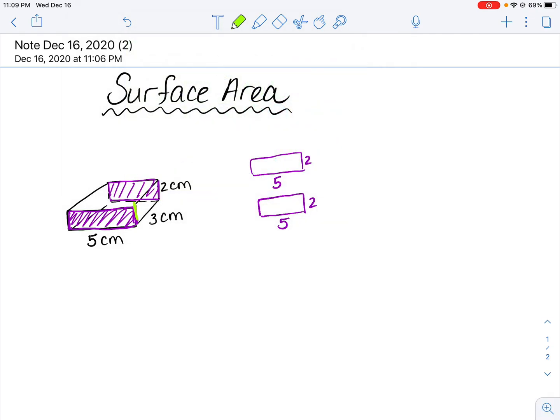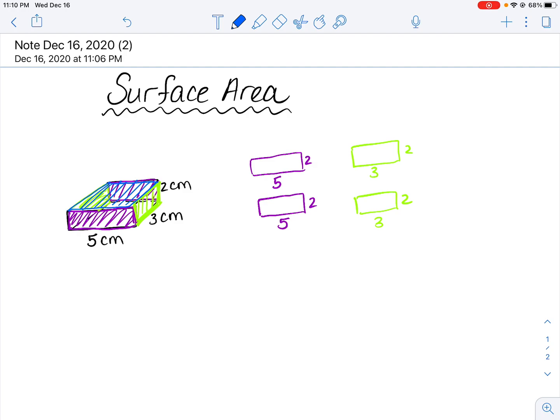I'm gonna use another color. I also have these side pieces for my box. This one, and then this one's identical to it. Those side pieces are 3 centimeters by 2 centimeters, so 3 by 2, and I've got 2 of those. And finally, I have the top piece right here and the bottom piece. That will be the same size.